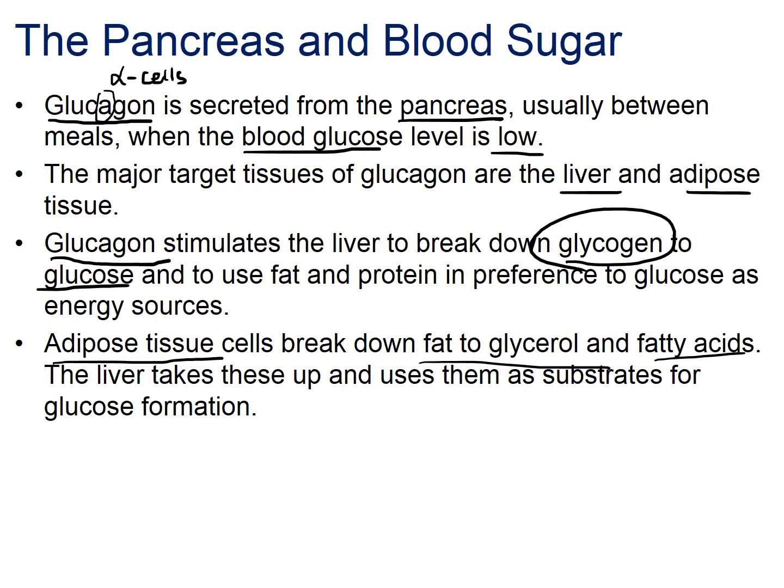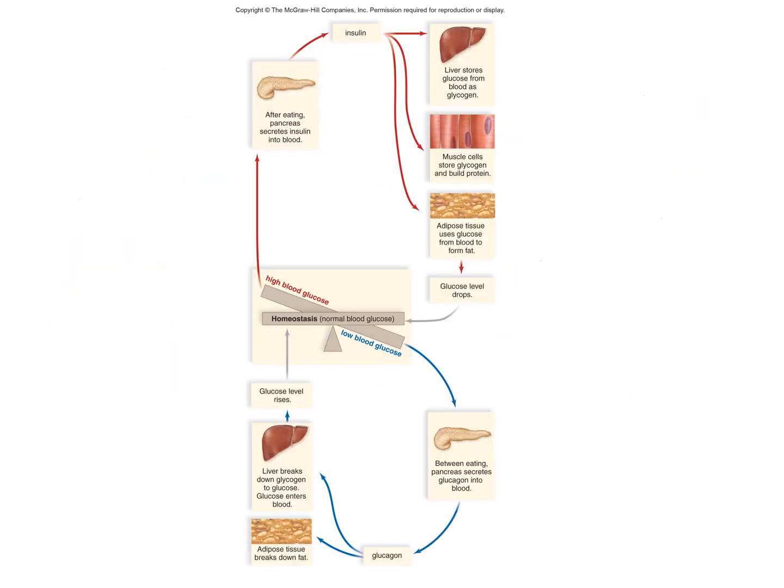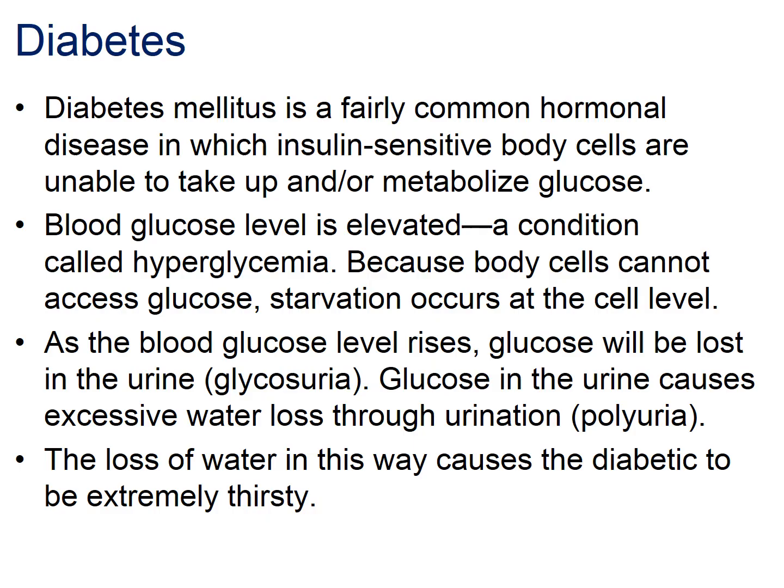So together, insulin and glucagon are going to help you maintain blood glucose. This is a good summary of how insulin and glucagon work against each other to maintain homeostasis for blood glucose level. This is taken from your textbook, so please go find the page and review it accordingly.